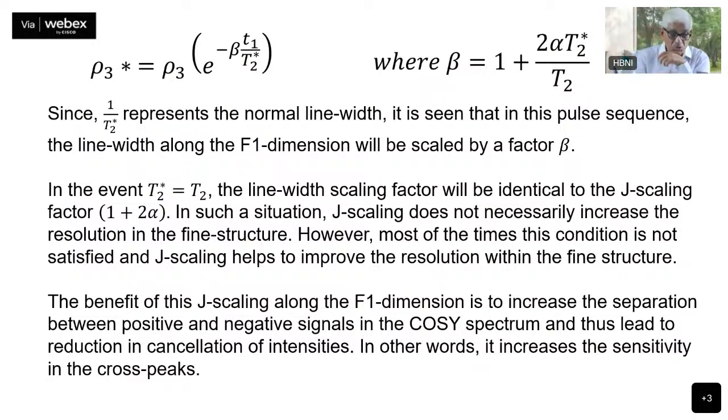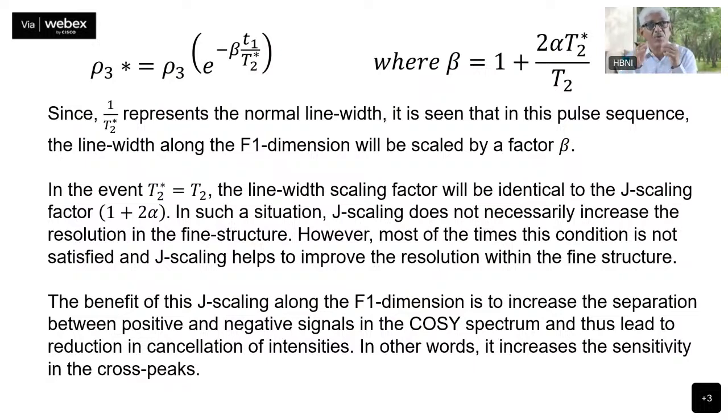Now, 1 by T2 star represents the normal line width. It is seen that in this pulse sequence, the line width along the F1 dimension will be scaled by a factor beta: 1 by T2 star multiplied by beta. That's the scaling factor there. So you scale the coupling constants by the factor 1 plus 2 alpha. You also scale the line width by a factor beta.